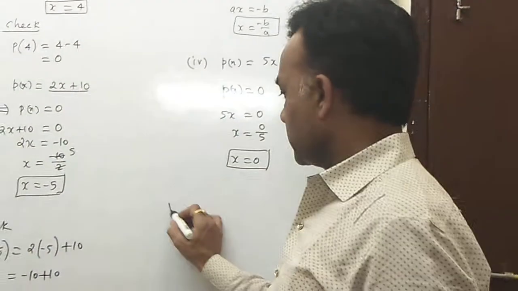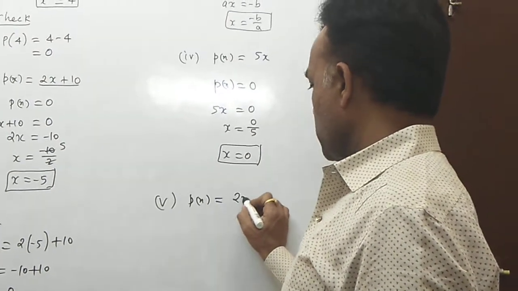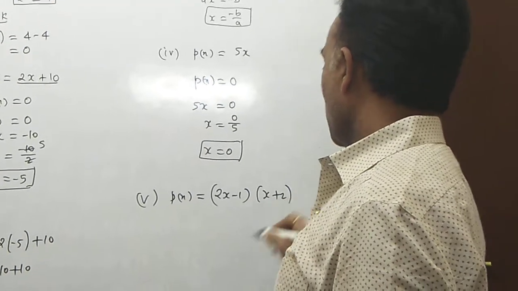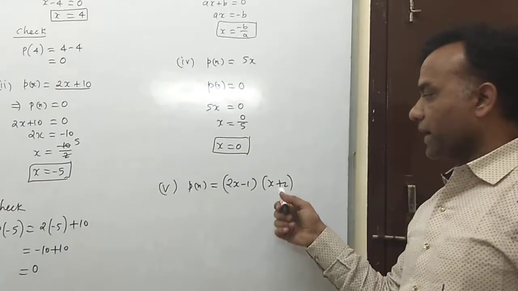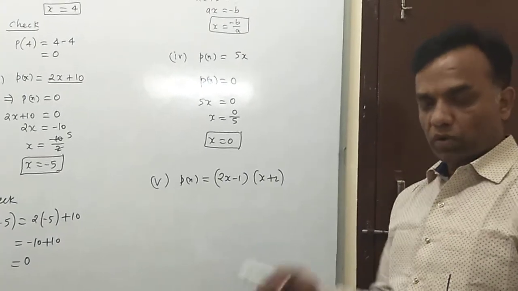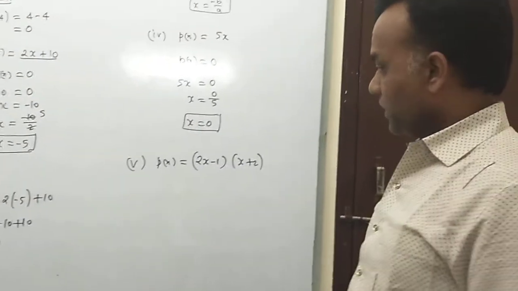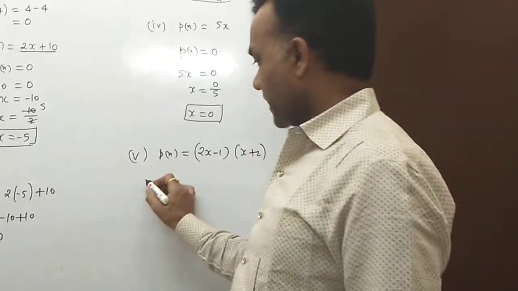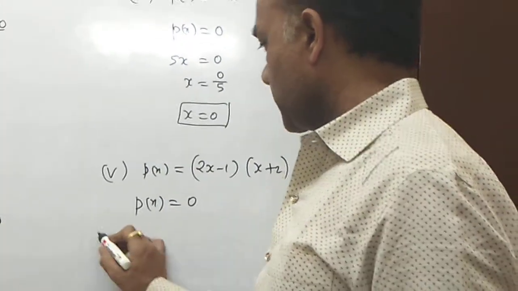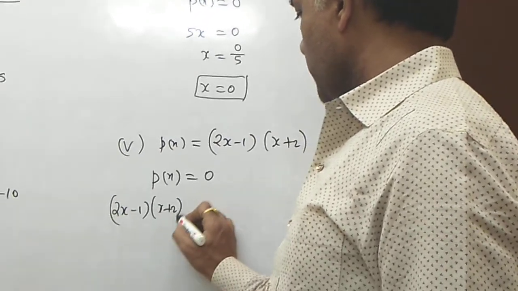Similarly, the fifth part is p of x equal to 2x minus 1 times x plus 2. Okay, there are 2 brackets, and both brackets are in linear form, but if we multiply these 2 brackets, the whole polynomial converts into quadratic form, because x into x is x square. But before this, for finding the zeros of the polynomial, you put p of x equal to 0, it means 2x minus 1 and x plus 2 equal to 0.